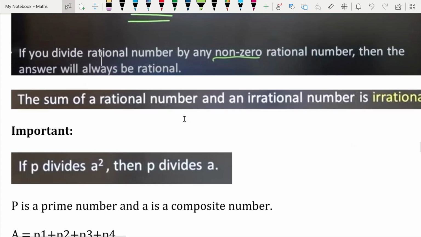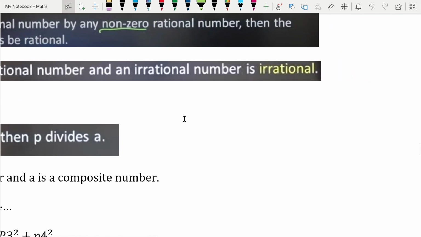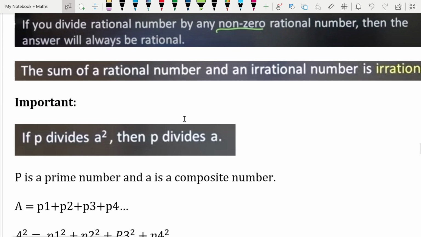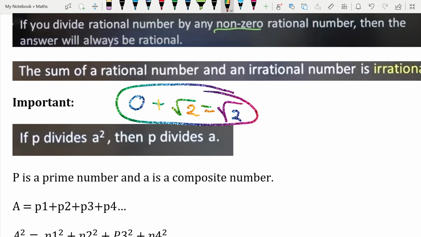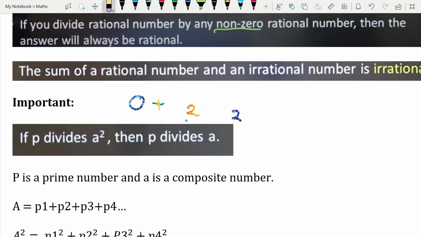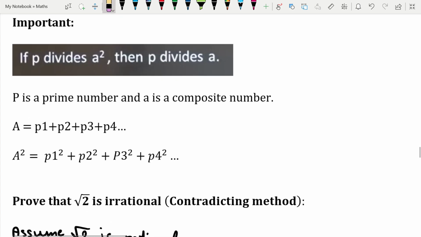So the sum of a rational number and an irrational number is irrational. So if you add 0 plus root 2, that gives us root 2. So that is irrational. Alright. So now let's move on.